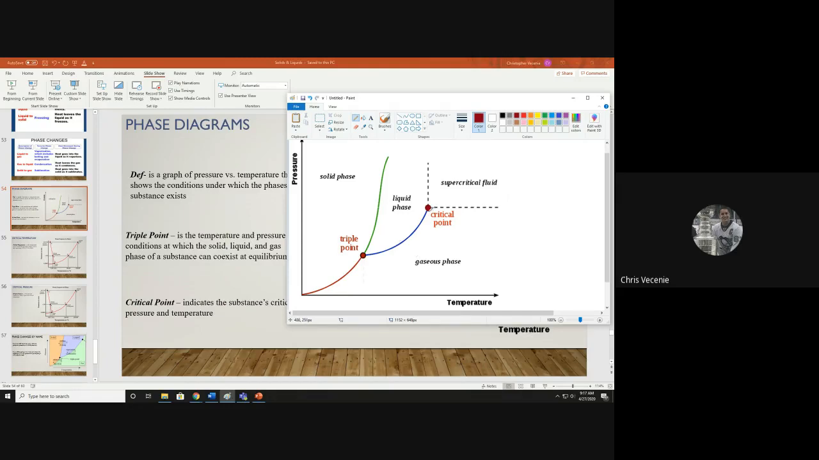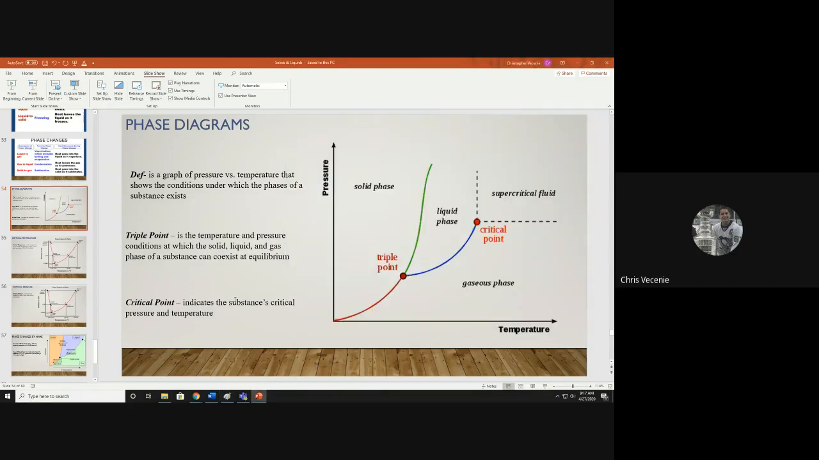The critical point is the combination of what they call the critical temperature and the critical pressure. So if we traced over to our axes, down to the x and over to the y, whatever this numeric value was for the temperature and whatever this numeric value was for the pressure, that would be known as our critical point. And definitionally, it's kind of simplistic. The critical point is the substance's critical pressure and temperature, that one individual point. So let's dive into that a little bit deeper.